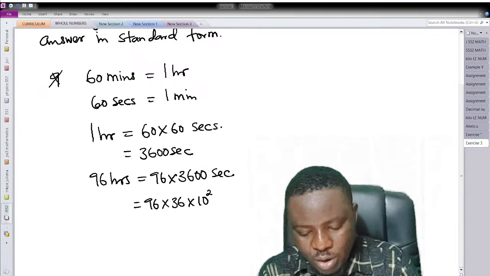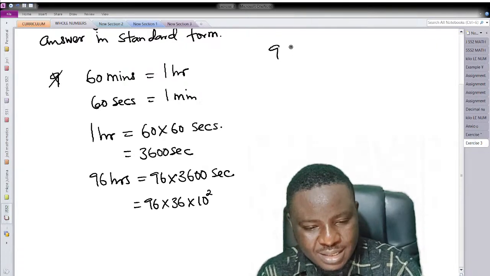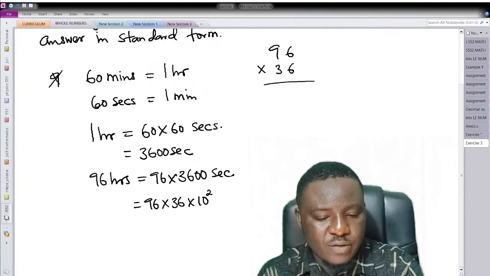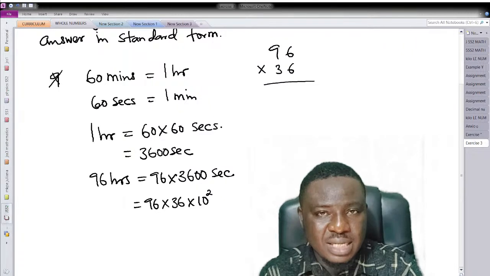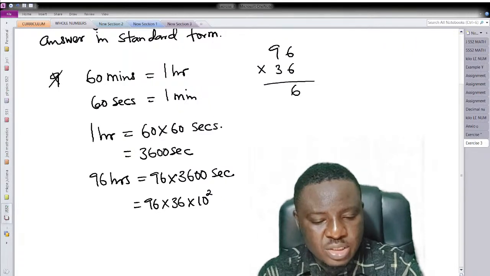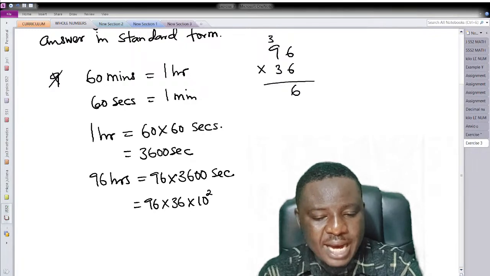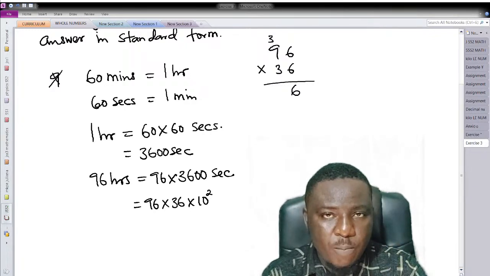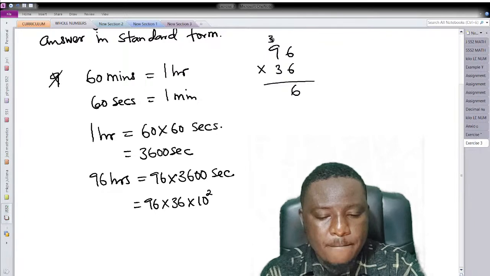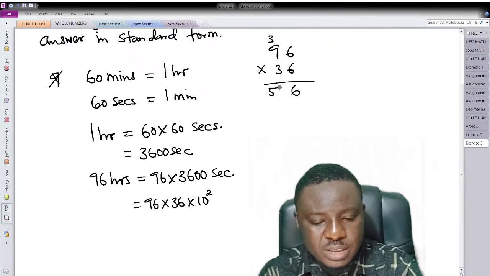Okay, so when you multiply 96 times 36, this is going to give us 6 times 6 is 36. You write down 6 and carry 3. 6 times 9 is 54. 54 plus 3 is 57. So this gives us 57.